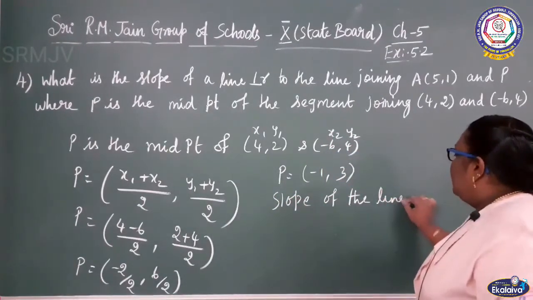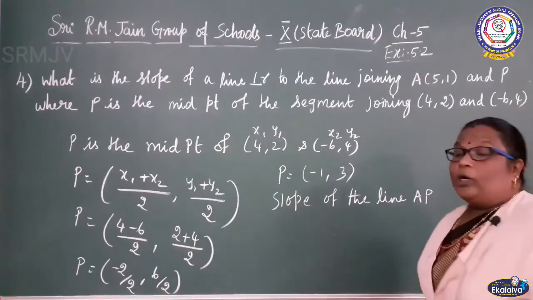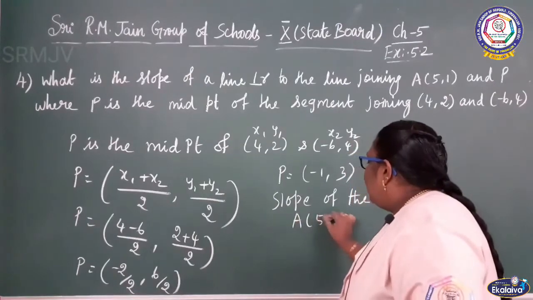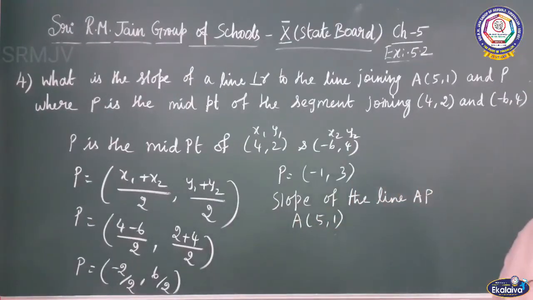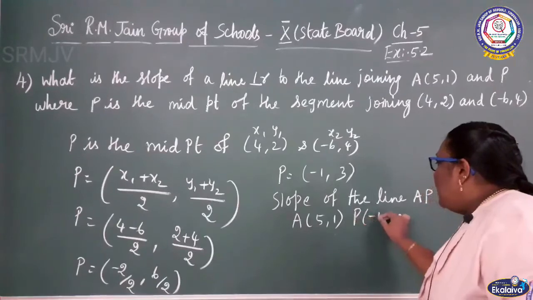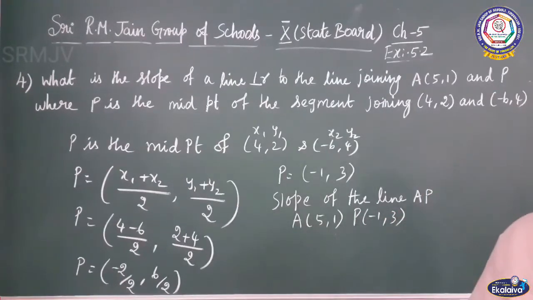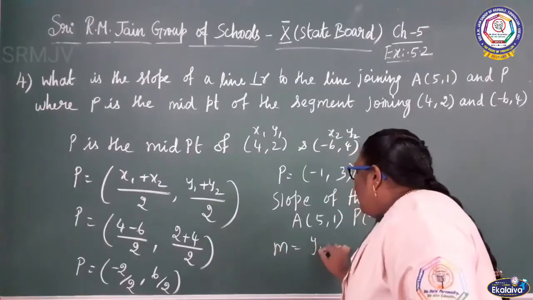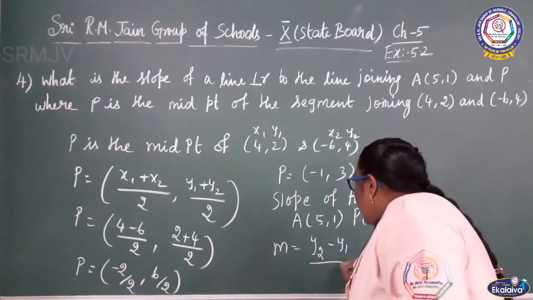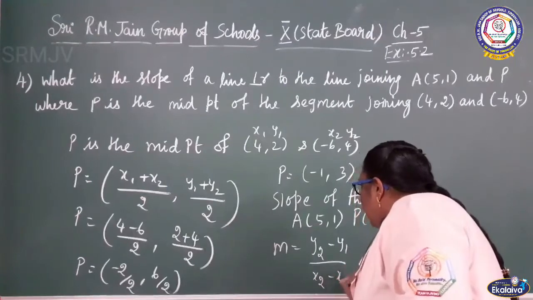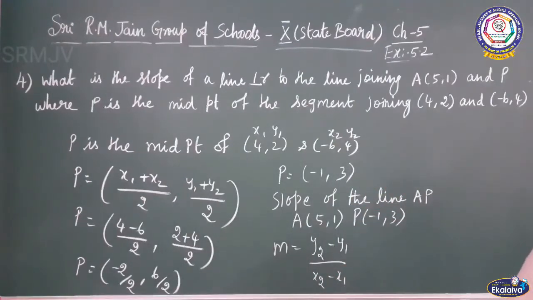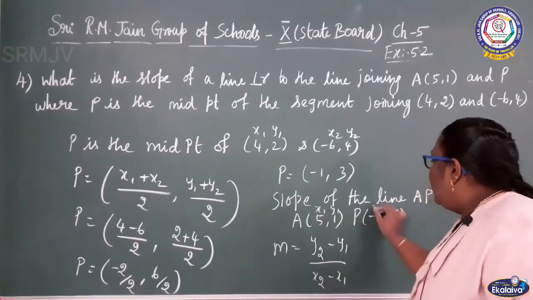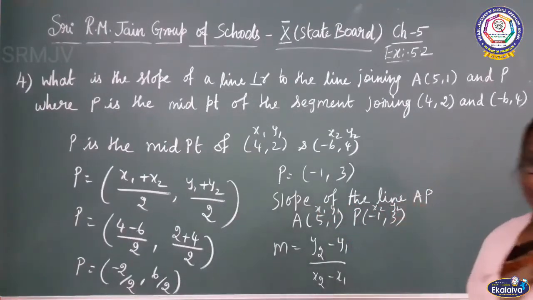Slope of the line AP. What is the value of A? A is (5, 1). P is (-1, 3). M equal to slope. M equals y2 minus y1 by x2 minus x1. This is x1, y1, x2, y2.